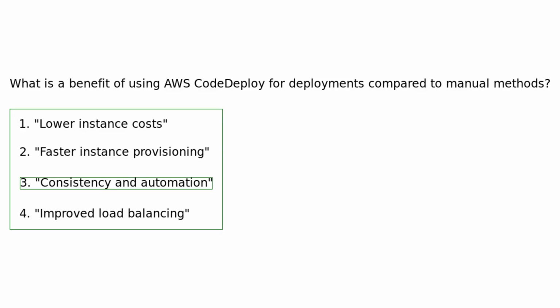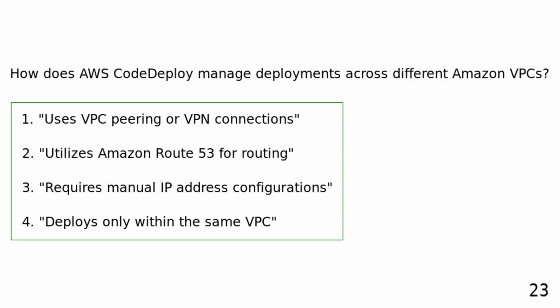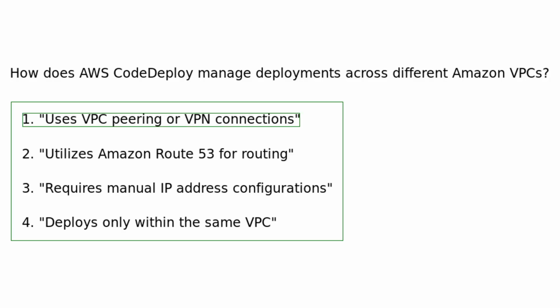How does AWS CodeDeploy manage deployments across different Amazon VPCs? Uses VPC peering or VPN connections. Utilizes Amazon Route 53 for routing. Requires manual IP address configurations. Deploys only within the same VPC. AWS CodeDeploy manages deployments across different Amazon VPCs using VPC peering or VPN connections to ensure connectivity.